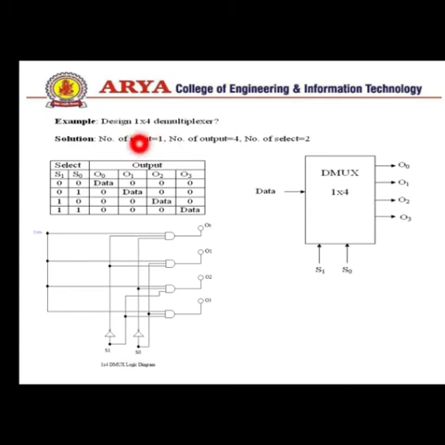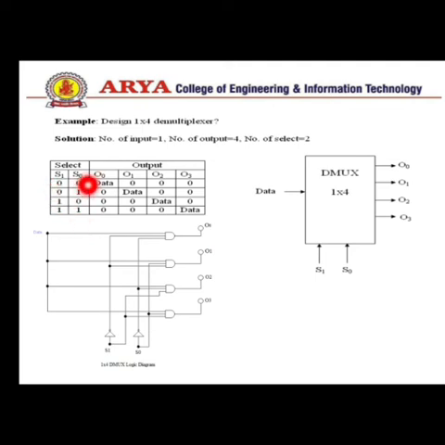First, we design a 1 to 4 demultiplexer. We know that the number of inputs is 1 and the number of outputs is 4, which is 2 power 2, so the number of selection lines is 2. Constructing the truth table, S1 and S0 are the 2 input lines, so the maximum possible conditions are 4. We put the values 0 0 to 1 1.